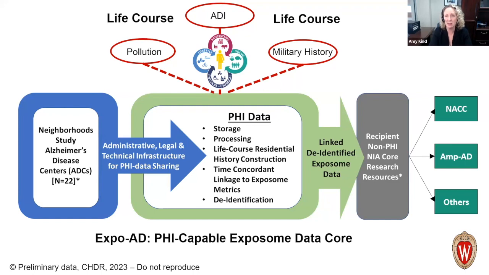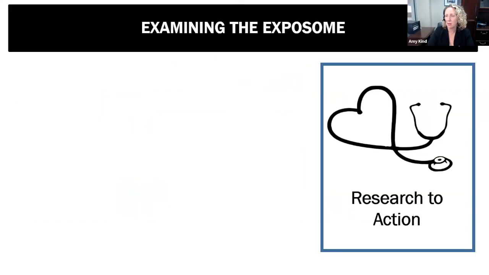and then share it out with other research resource groups that don't have the PHI capabilities. So for instance, a biorepository for genomics often has fully de-identified data, but if we could share with them time concordant ADI scores, for instance, which are themselves de-identified, it would extend the ability for these other centers to ask really important questions. And this is our vision going forward.